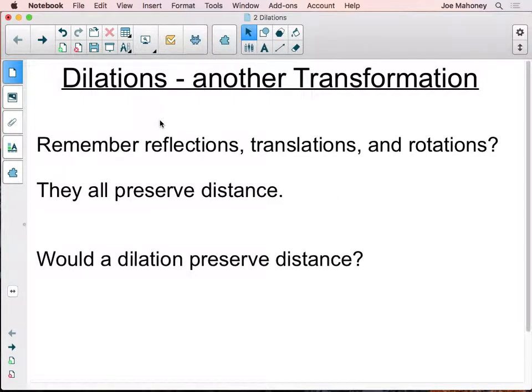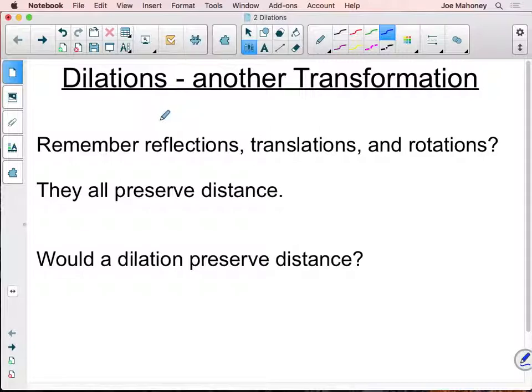Okay, so if you missed the lesson, this is what we're talking about today. We're talking about dilations. And yes, dilations are another form of a transformation. So they kind of go in the family of reflections, translations, and rotations. Remember those? Those preserve distance. So do you think a dilation preserves distance? No, because you know a dilation changes size.